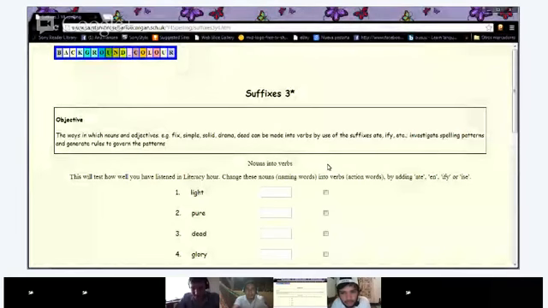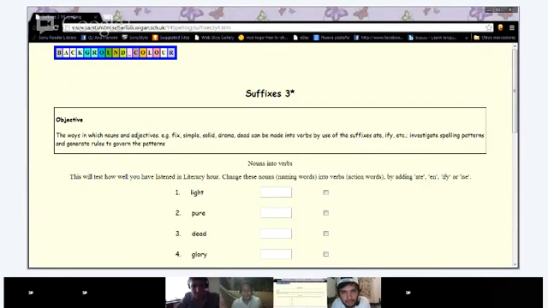All right, this last game isn't too much of a game. We work through suffixes, and what you're trying to do is take a noun and turn it into a verb. There are certain endings that you use to do so. We may get through a few of these.